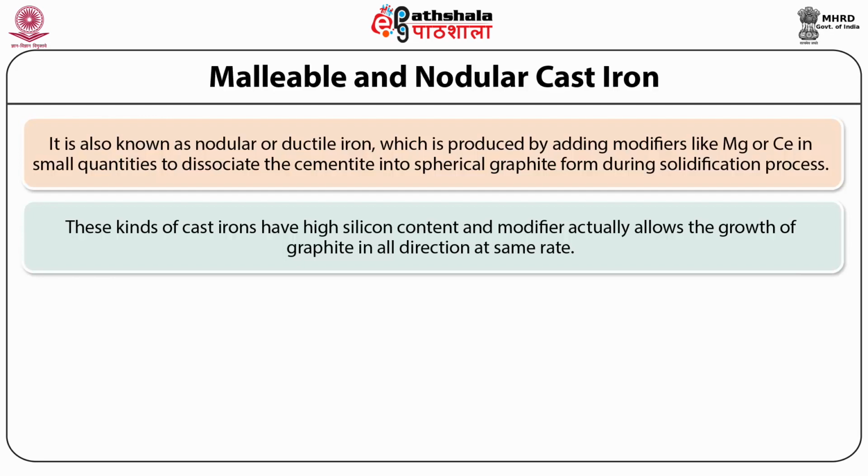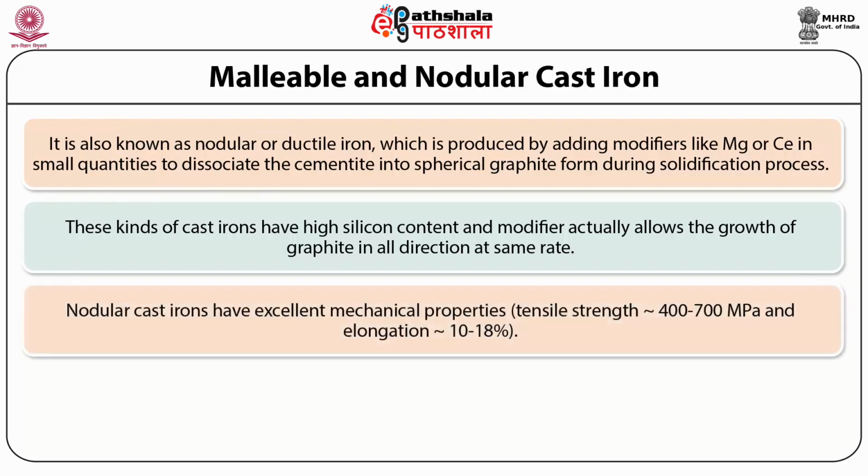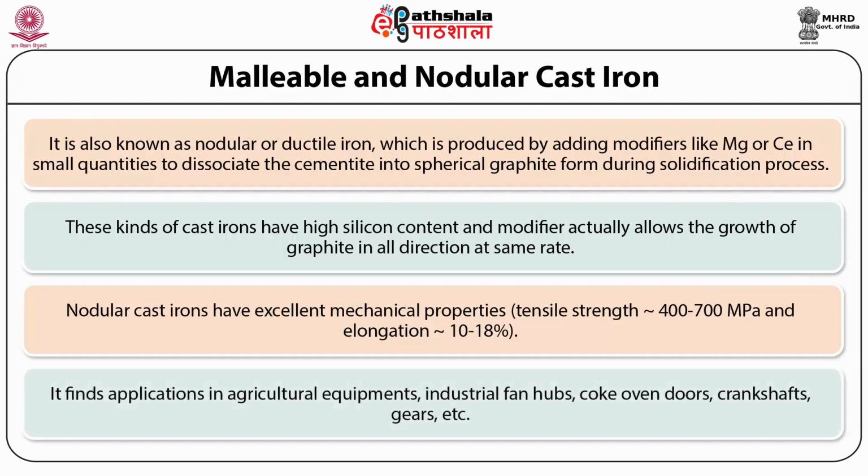at the same rate. Nodular cast irons have excellent mechanical properties, having tensile strength ranging from 400 to 700 megapascal and elongation around 10 to 18%. It finds applications in agricultural equipment, industrial fan hubs, coke oven doors, crankshafts, gears, etc.